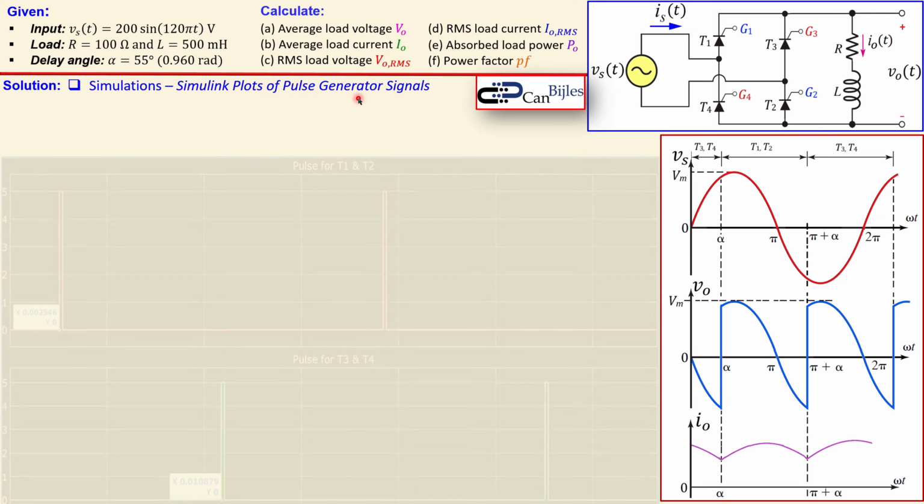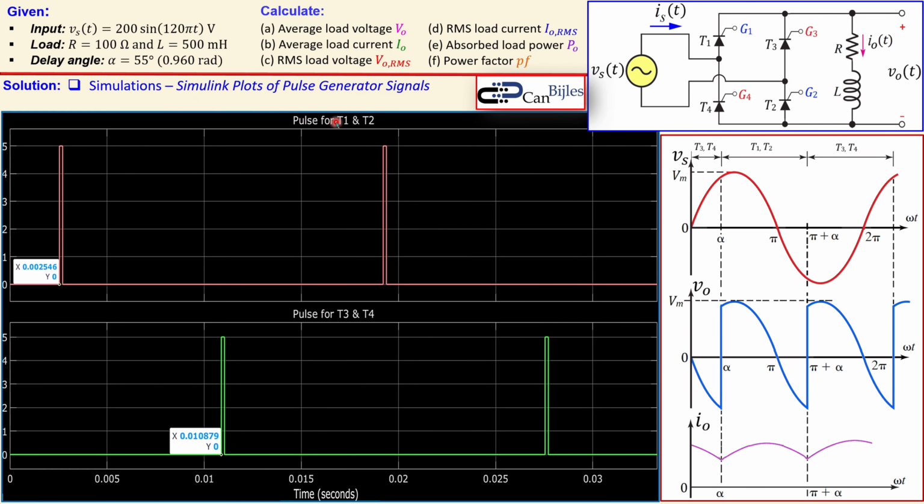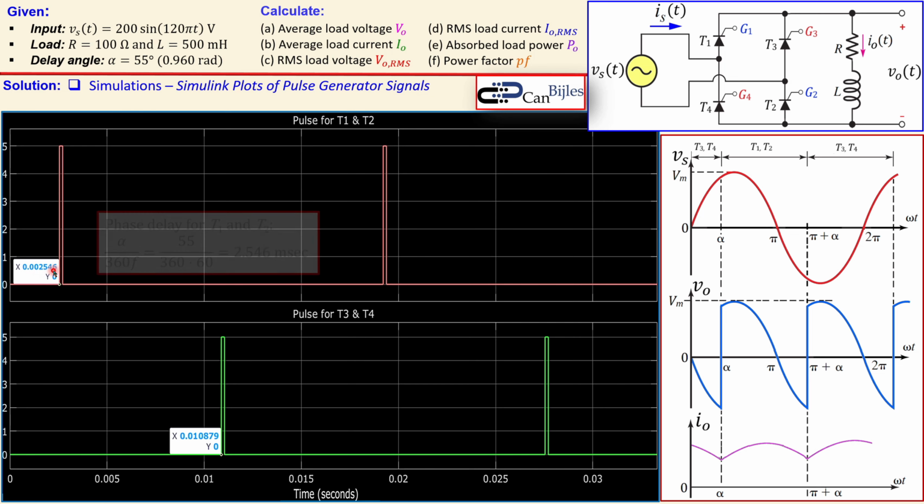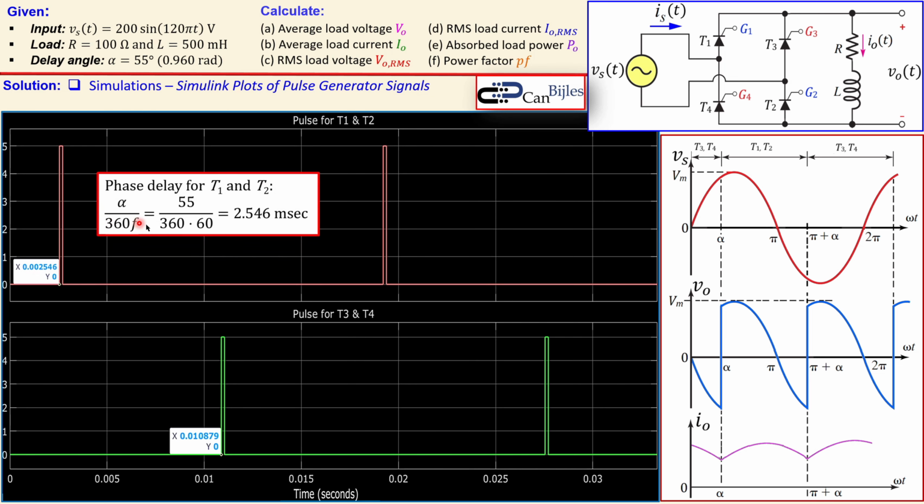First we start with the pulse generator signals. These are for the T1 and T2 thyristors, and the other one, the green, is T3 and T4. You see here the signal will come up at this time. It's approximately 2.55 milliseconds, and that is calculated from this phase angle, or delay angle, of 55 degrees, and that's indeed correct. So that's what we should do, and this will repeat again after 1 over 60 seconds, which is our frequency, of course, 60 Hertz.